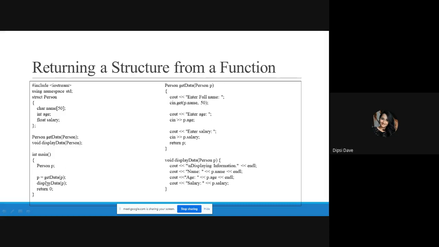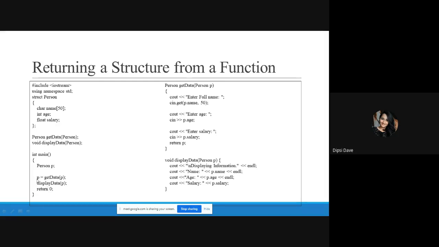After that, whatever data we have got into this p, we need to display the same data using the display data function. So display data is called. What will happen when the get data function is encountered: the value is asked from the user, enter the value of name, age, and salary, and at the end you can see the statement return p, which matches the return type of the function, which is person. Then the control will return back to main, and whatever the user has entered will be pasted into this local structure p.